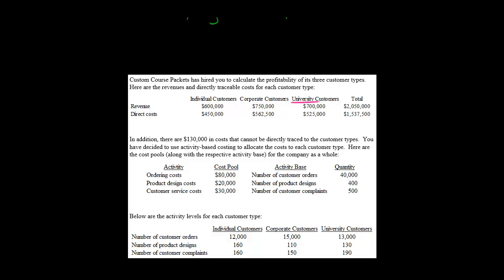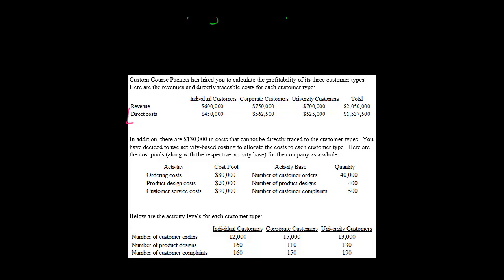And so they track the information by customer type for revenues and direct costs. Revenues for individual customers are 600,000, for corporate customers 750,000, and for universities 700,000. And then here's the total revenue for the company. So they just break it out by customer type.